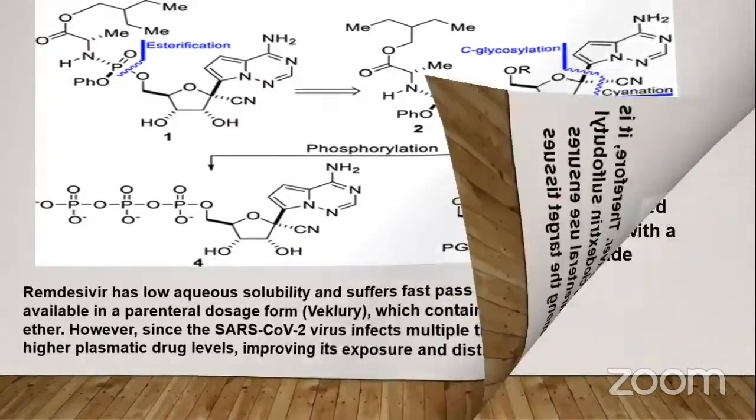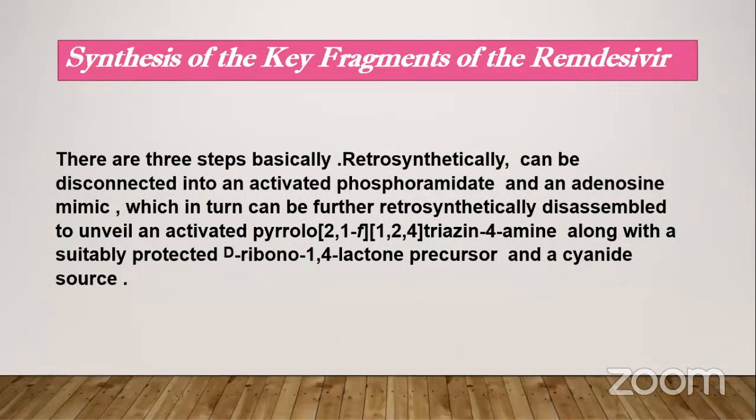Now we will come to the synthesis of key fragments of this remdesivir. There are basically three steps. Retrosynthetically, it can be disconnected to an activated phosphorylated fragment and an adenosine mimic, which in turn can be further retrosynthetically disassembled to an activated pyrrole, along with a suitably protected D-ribonic-1,4-lactone precursor and a cyanide source.